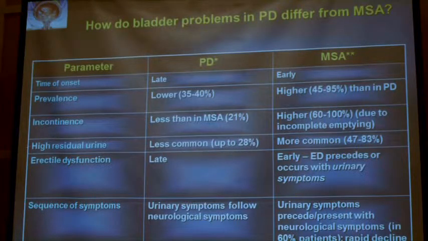And you see urinary incontinence. There are various reasons why the patient can be incontinent, but all of them are more common in patients with MSA compared to Parkinson's. And then the high residual urine: once you empty the bladder, you retain a lot of urine. You're not emptying the bladder completely, and that is very common in patients with MSA. And erectile dysfunction is also very early and sometimes very severe. The urinary symptoms often precede or occur along with the neurological symptoms in MSA, whereas in Parkinson's, most often the urinary symptoms follow several years after the neurological problem starts.